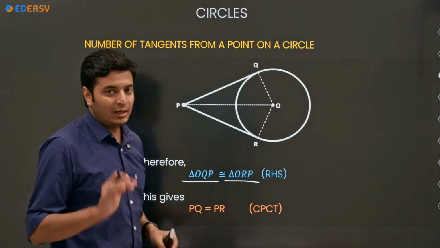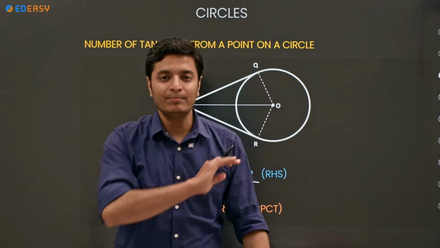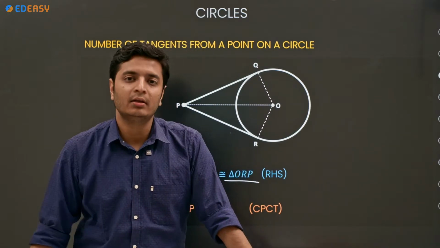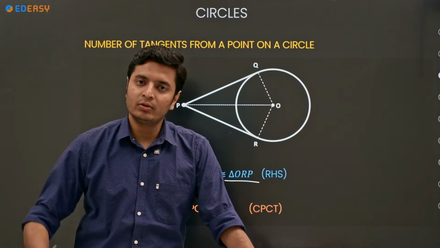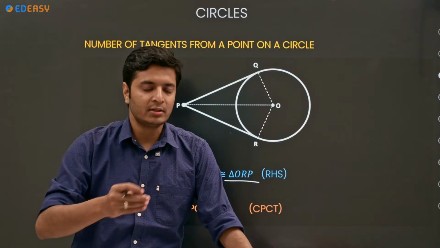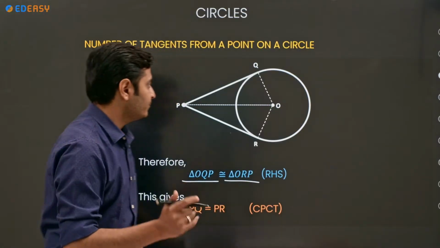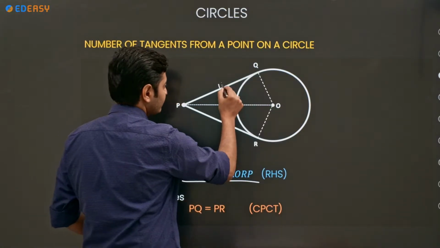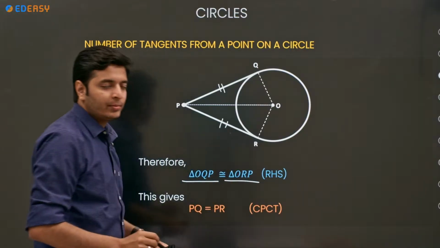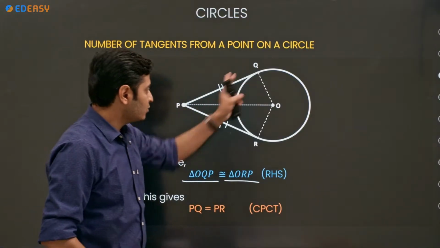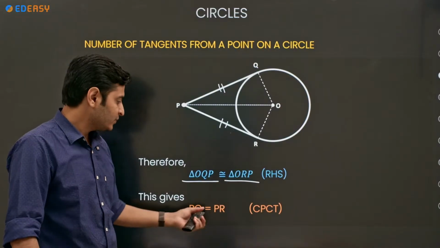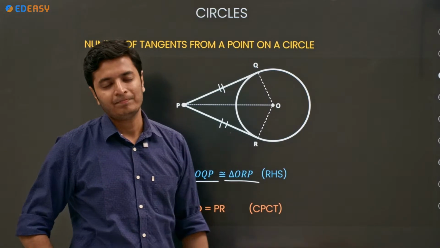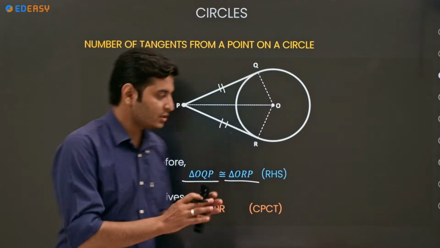If two triangles are congruent, then we can simply use CPCT, corresponding parts of congruent triangles. CPCT means that you can state two corresponding parts and call them equal. Now, we need to prove that PQ is equal to PR. They are corresponding sides, so we can simply write PQ equals PR. That is using CPCT. This is what we needed to prove.